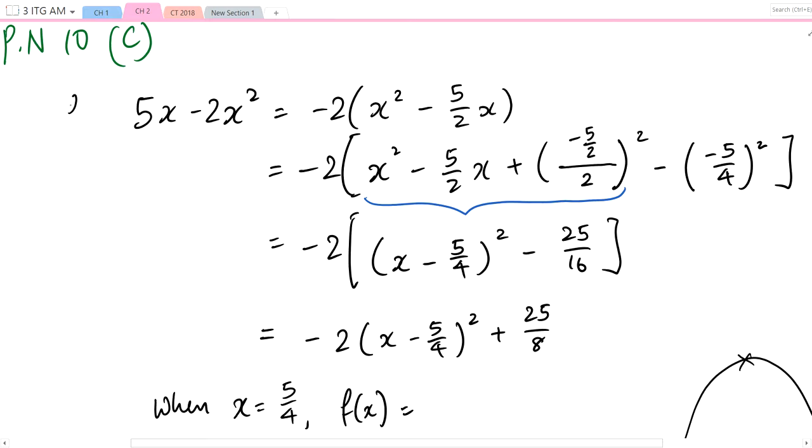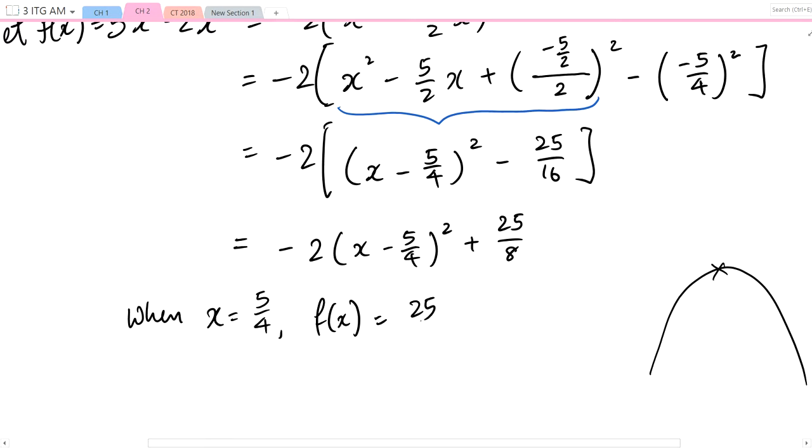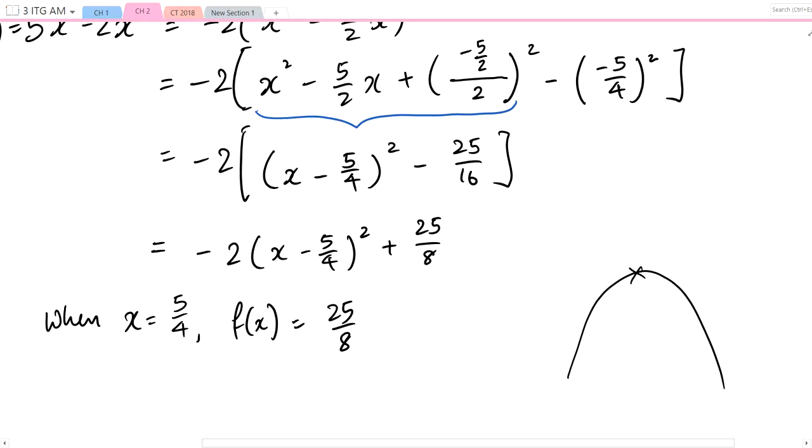So earlier on I should have stated f(x), let f(x), okay? So f(x) will be 25 over 8. And this is the maximum possible value. 5 over 4 and 25 over 8. You can choose to substitute any other values of x inside. I guarantee you the answer will be less than 25 over 8. Guaranteed. Because that's how the parabola works.